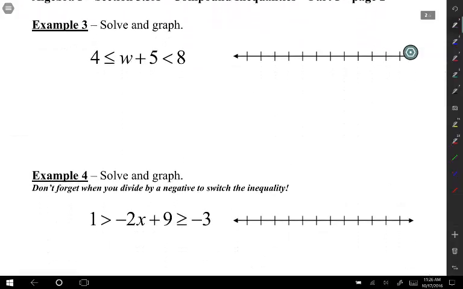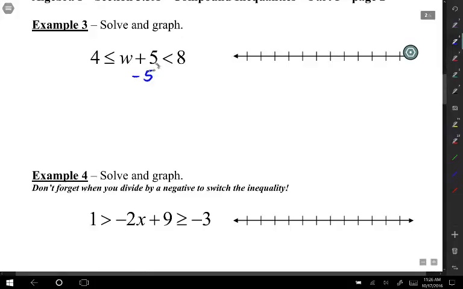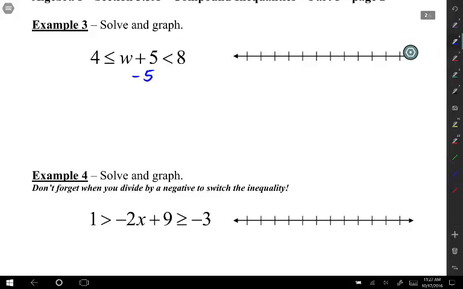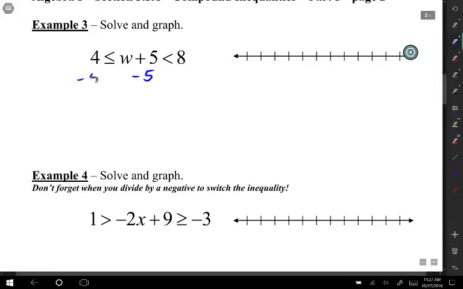Now we're going to get out to some algebraic ones. Who feels comfortable solving this first one? W plus 5 in the middle. How do you get rid of the plus 5? All right, so let's subtract 5. But if I subtract 5 from the middle, I must also subtract 5 from both other sides. So everyone do minus 5 three times.